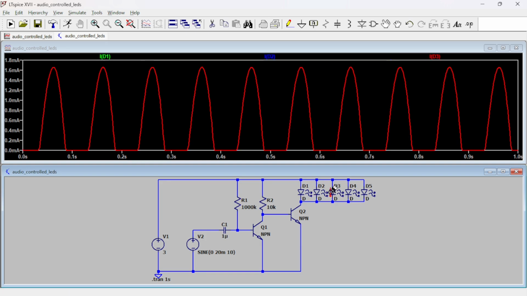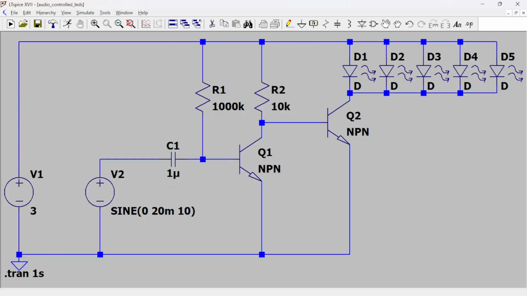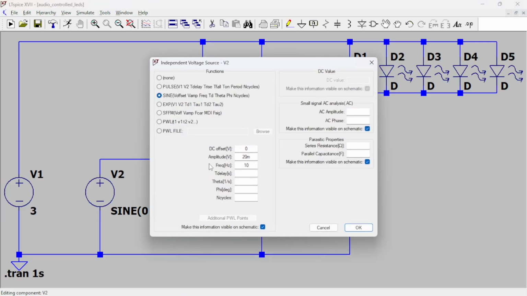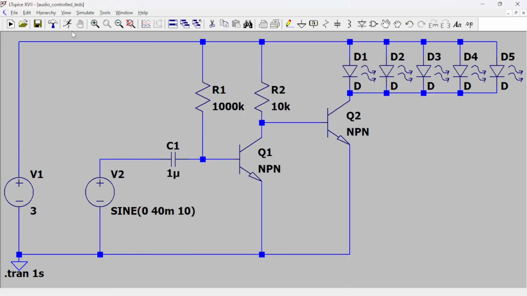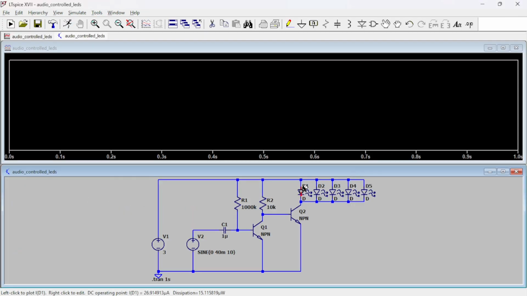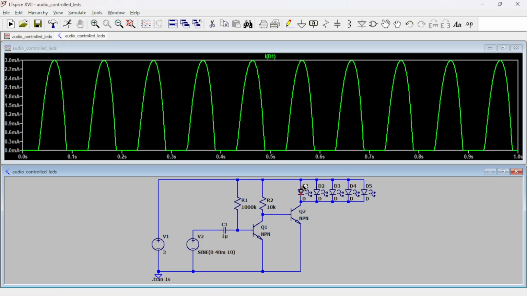So for fun, if you want, with this 20 millivolt amplitude, the LED is going to be brighter, twice as bright as before. And if you change the amplitude again and double it, it should double the current in the LEDs. So we can do it. Put 40, let's run that. Let's look at the current in that first LED. And now you got 3 milliamps. So yeah, that's how it works.